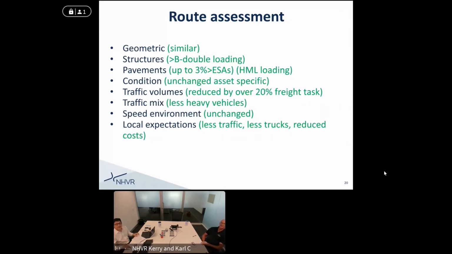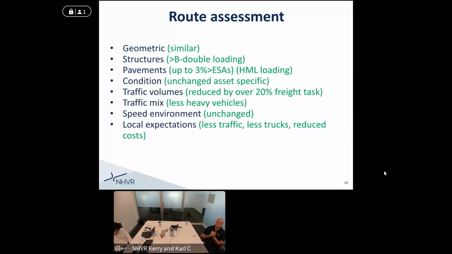Okay. So geometric, they have similar performance apart from the length of the vehicle. Structures, you'll probably have them greater than B double loading because you're running in tier 2, tier 3, unless you're running reduced loading. Payments, there's up to 3% greater ESAs for HML loading than you would with the B double, so there's a slight increase in that.